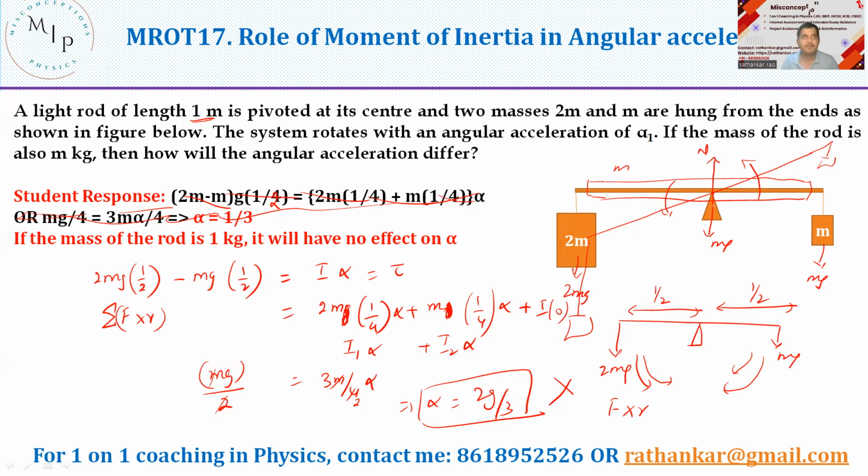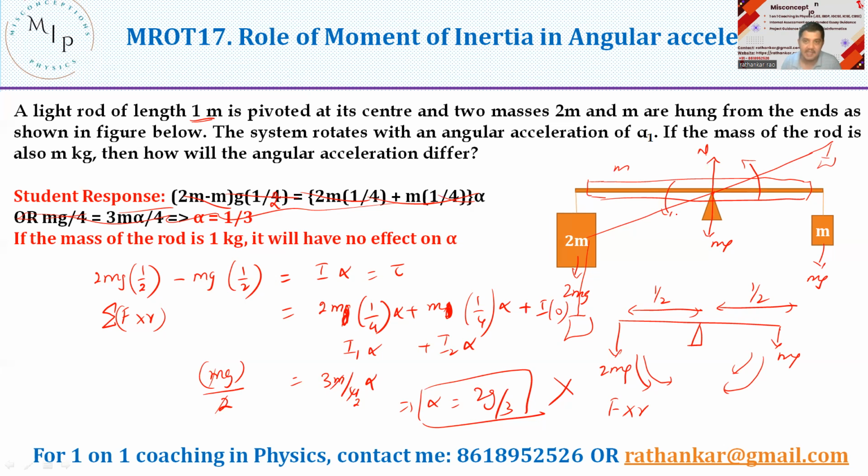Say, for example, when you sit on a seesaw, the mass of the seesaw also plays an important role here. So this mass really counts, which he has ignored. Whenever we talk about angular acceleration of a system, the mass of the rod really plays a role because there's a moment of inertia associated with it.